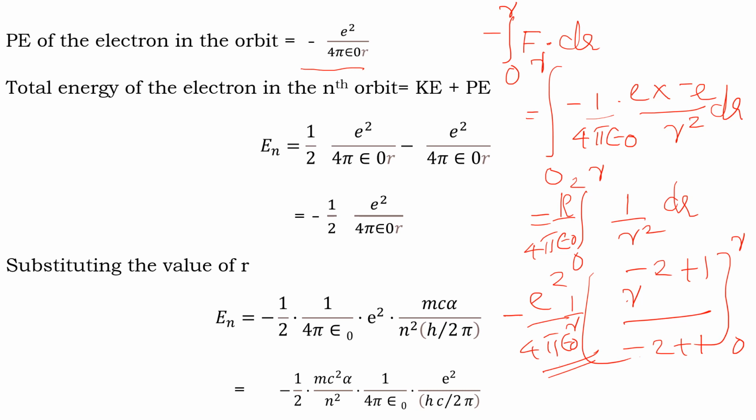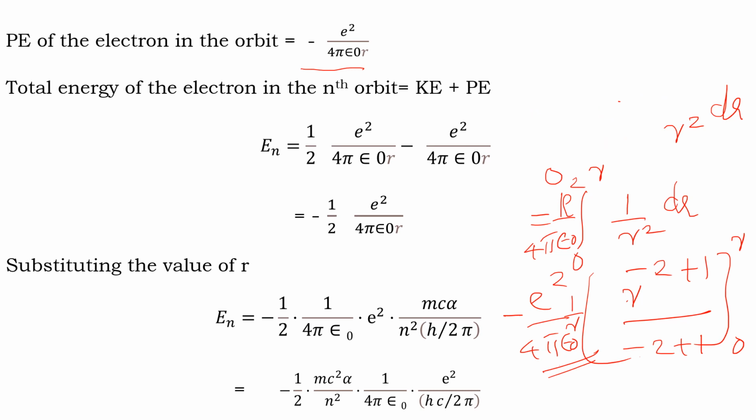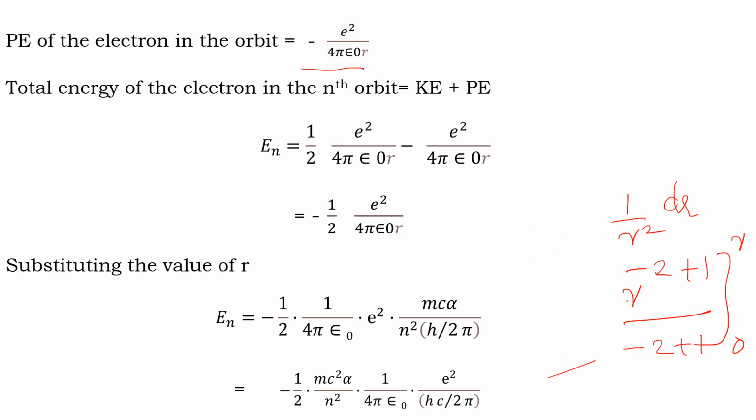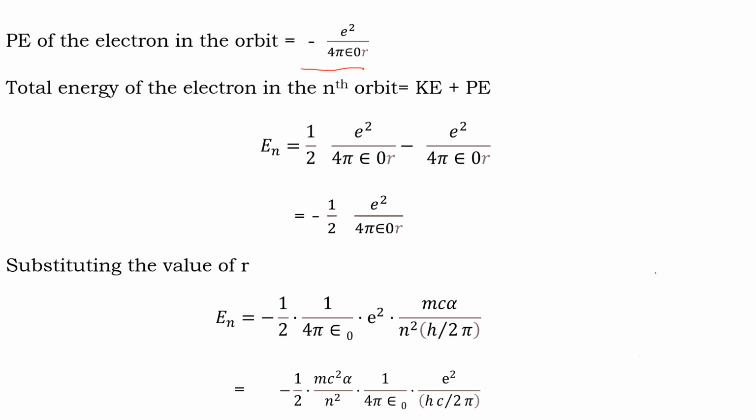That is, the potential energy can be represented in terms of the work done, or in terms of the force, or the force is the negative gradient of potential energy. And hence, by considering this electrostatic force, the potential energy of the electron in the orbit is minus E square by 4 pi epsilon 0 R.